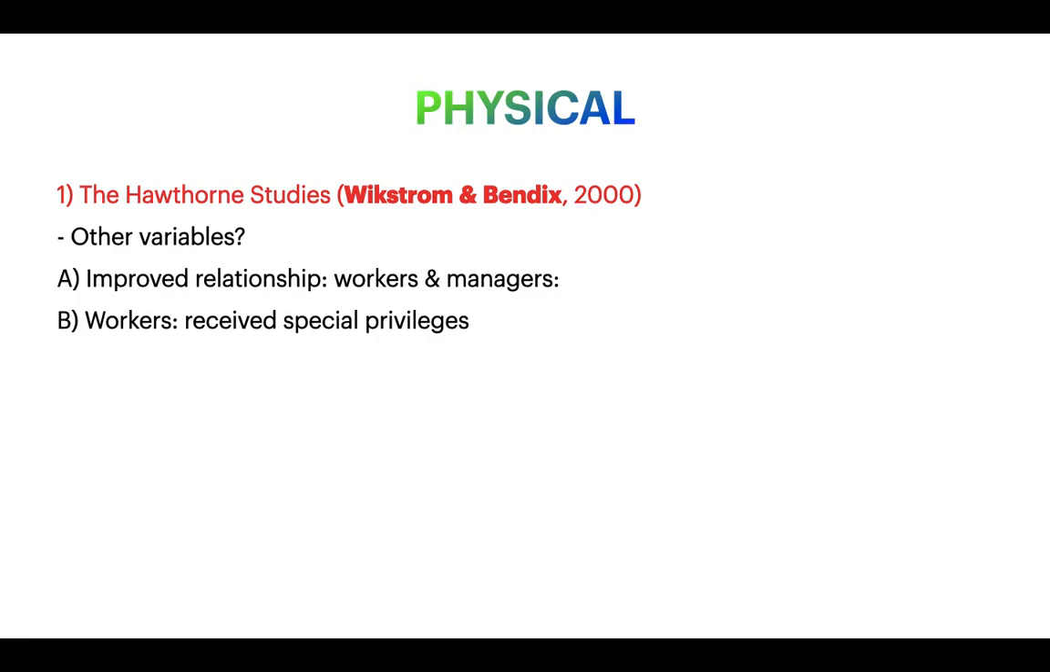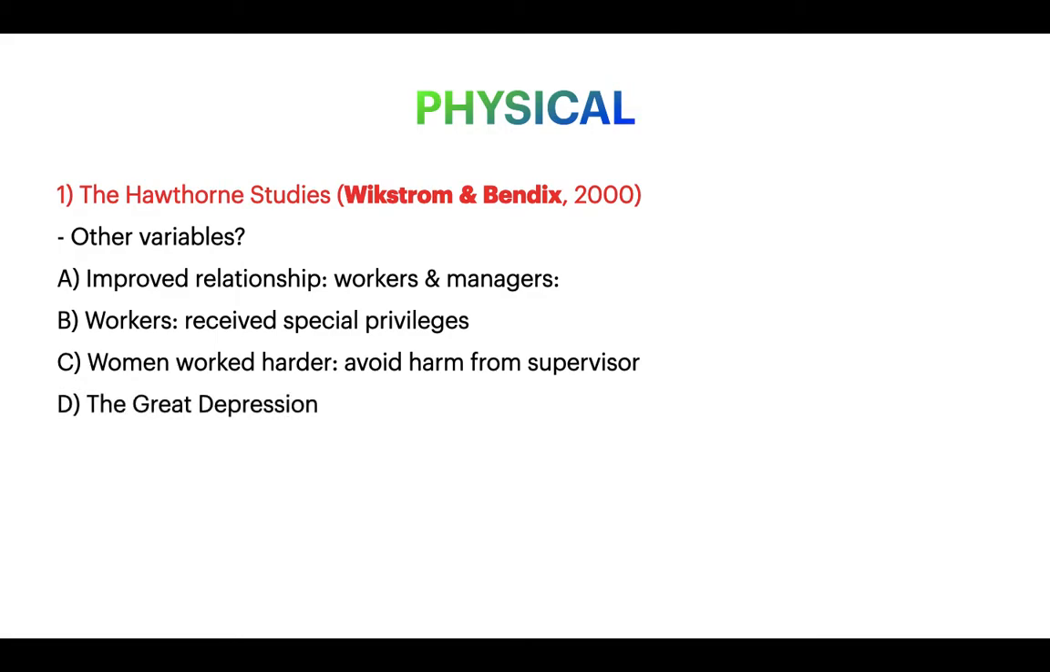That's one. Workers also received special privileges. If they worked harder, they got better privileges, which is obviously why you want to work harder. So even if the light is dim, you would still work hard to get the privilege. Women often worked harder because they wanted to avoid any possible harm from the supervisor for scolding them for working less. Also, this study was done during the Great Depression, where people were out of work. So people who had jobs really worked to keep their jobs. And the system at the company was incentive-based, meaning that the more productive you are, the better you're paid.